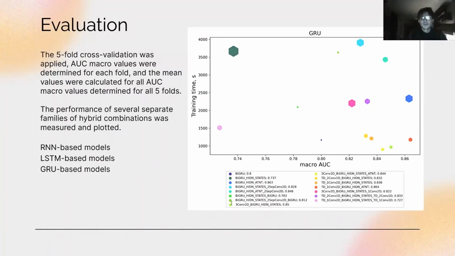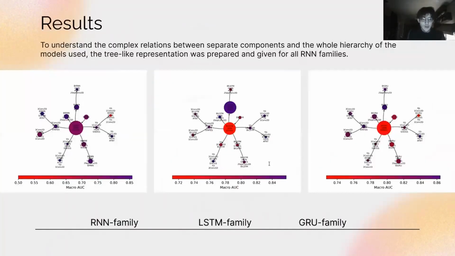The performance of several families of hybrid combinations was measured and plotted. On the slide presented is the scatter plot for the gated recurrent unit family, and these results allowed us to make a comparative analysis of the models used with regard to their performance and resources needed for model preparation: training time, and storage, the relative size expressed by symbol size.